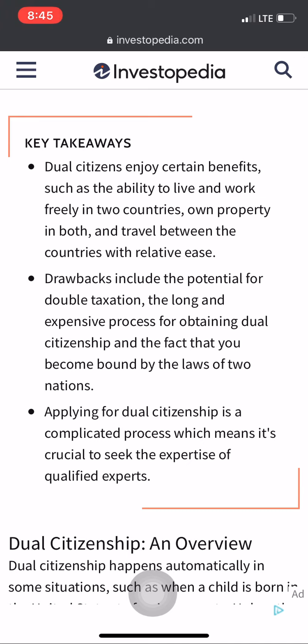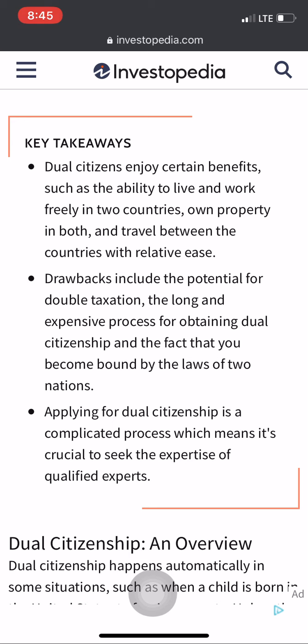So you enjoy certain benefits in America and in India, such as the ability to live and work freely in two countries, own property in both, and travel between the countries with relative ease. But there is a but here, and it's a very big but. Drawbacks include the potential for double taxation.